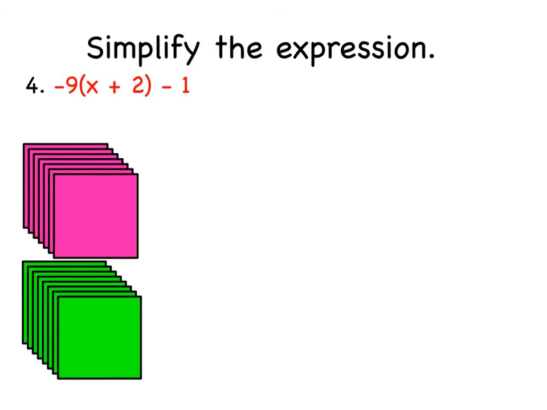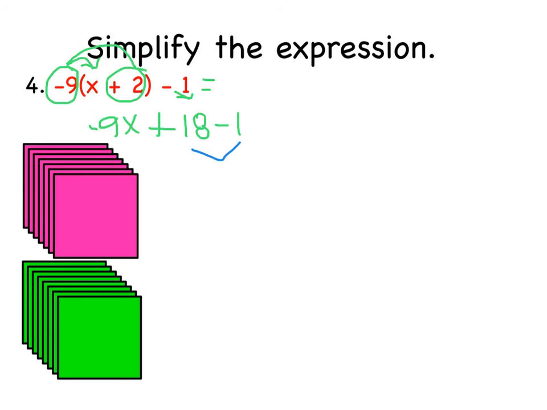Let's try another example. You're welcome to pause the video if you want to try this one on your own, but let's work through it together in case you need extra help. So I'm going to take the number in front, negative 9, and I'm going to multiply it by x. So I have negative 9 x's. Then I'm going to take negative 9 and multiply it by the term that comes next, which is positive 2. So negative times positive is positive. 9 times 2 is 18. And then I want to bring down that negative 1.